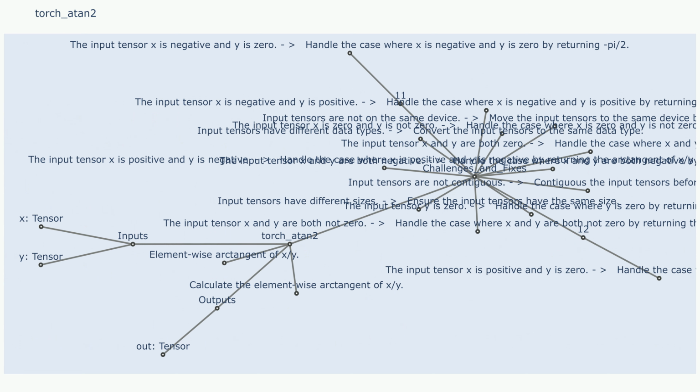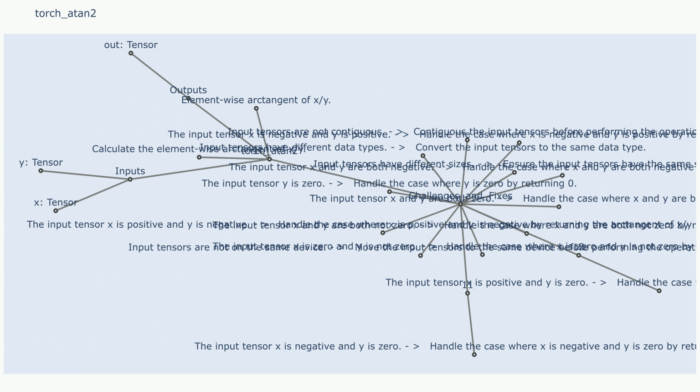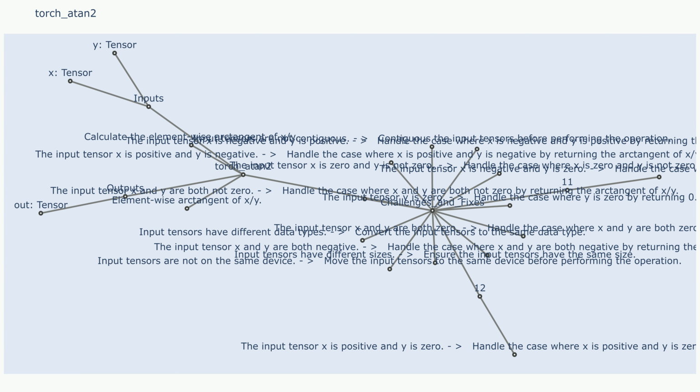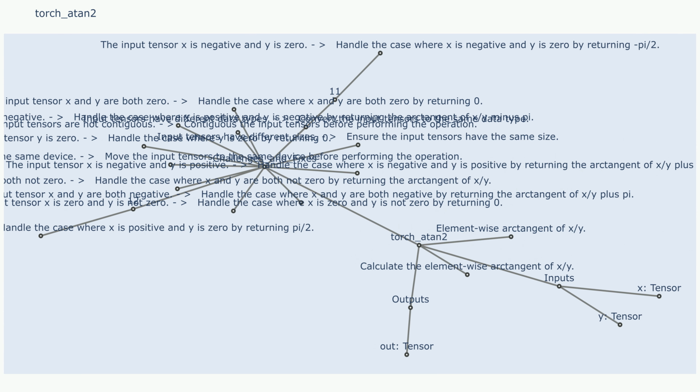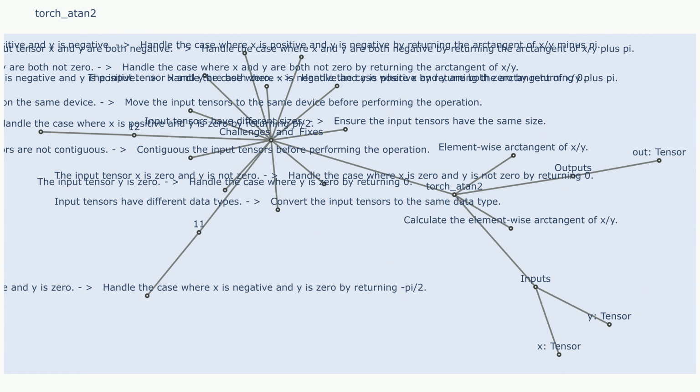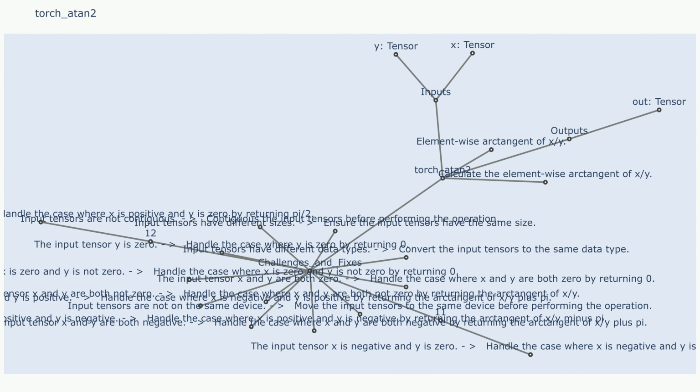Challenges and fixes. Challenge 1, division by 0 when the x-coordinate is 0. The ratio y/x becomes undefined. Sample use case that resulted in challenge 1: torch.atan2(torch.tensor(1.0), torch.tensor(0.0)). Fixes to challenge 1. The function handles this case by returning pi/2 if y is positive and -pi/2 if y is negative.